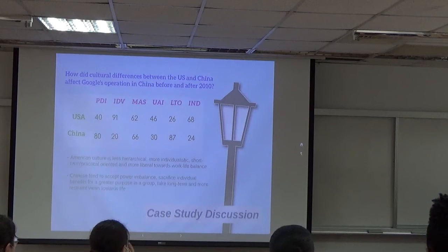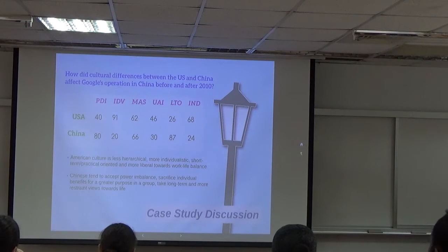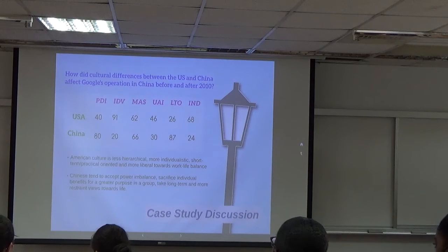So in general, I highlighted the major differences here. Just look at the numbers. What are the managerial implications you can draw from them? Basically, American culture is less hierarchical, more individualistic, short-term or practical oriented, and more liberal towards work-life balance because they have a larger indulgence number, right? And compared with that, Chinese tend to accept power imbalance in society and sacrifice individual benefit for the greater purpose of the group. They usually take long-term and more restrained views towards their life.